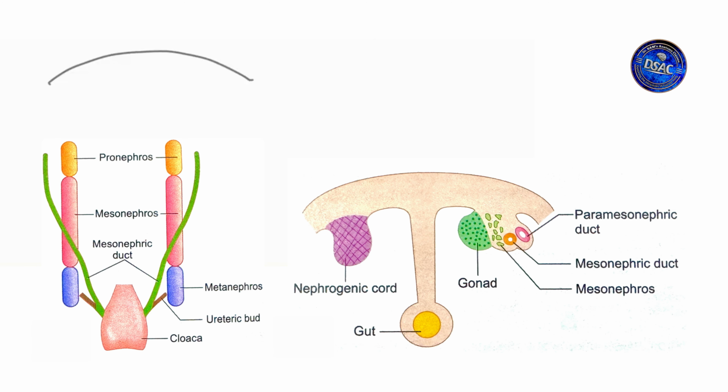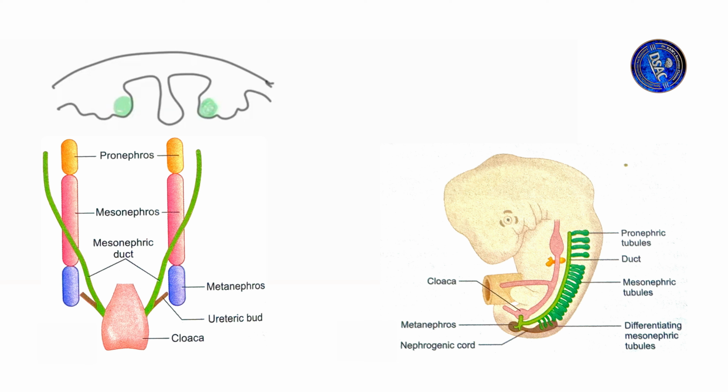To make it a little more clear for you, this swelling actually brings about these types of changes. This green colored portion that I have drawn here is going to develop into the nephrogenic cord, which is vertical on both sides of the dorsal aorta. This has been divided into three parts.